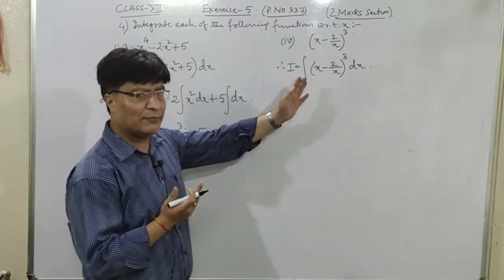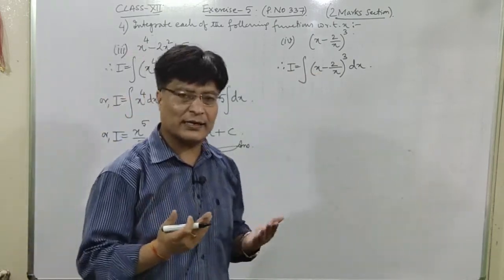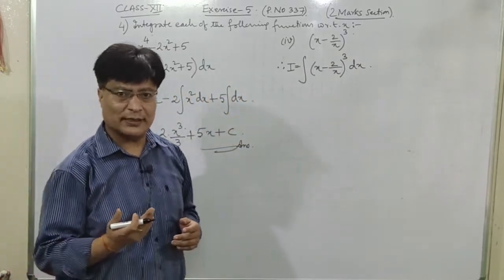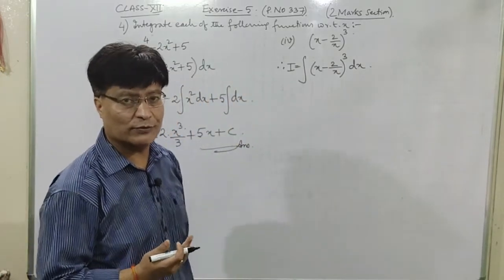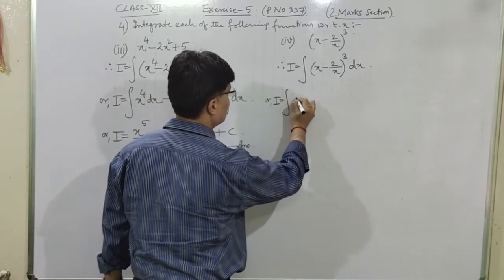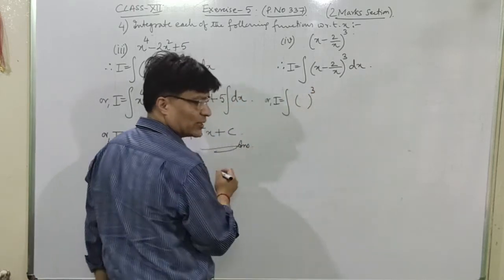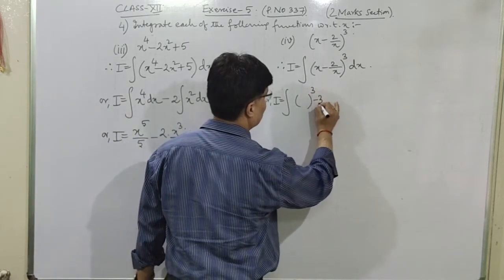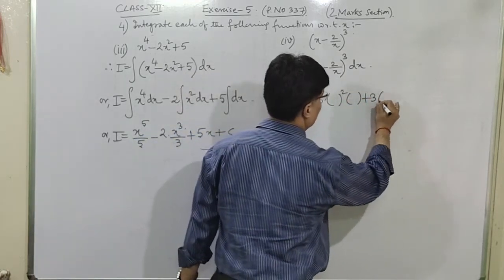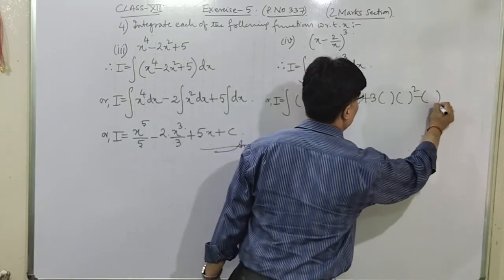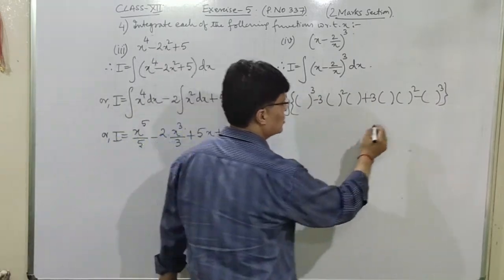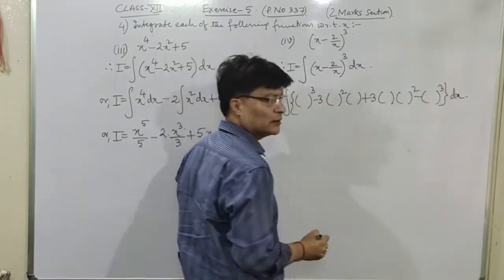It is just like your a minus b whole cube. Now you have come to higher classes, and in higher classes you must remember a minus b whole cube, right? You should know the formula of a minus b whole cube. So let us write down the formula now. Or I is equal to integration of, what is the formula? Let us write only brackets. A cube, since the minus sign is there, minus 3a square b plus 3ab square minus b cube. So let us write it within second bracket. Okay? And here this is dx.